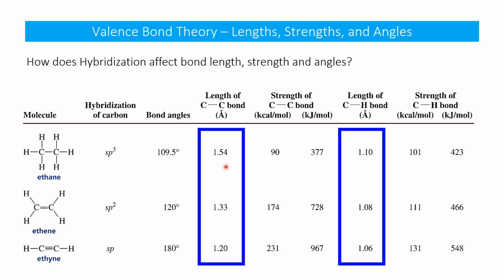This is also reflected in the sp hybrid overlapping with the hydrogen 1s in ethine. Again, you can see 1.06 Angstrom compared to the sp3 hydrogen 1s overlap, which is 1.10 in ethane.